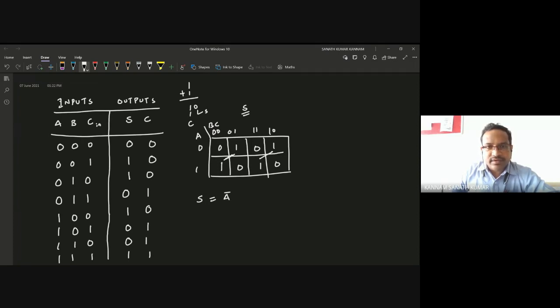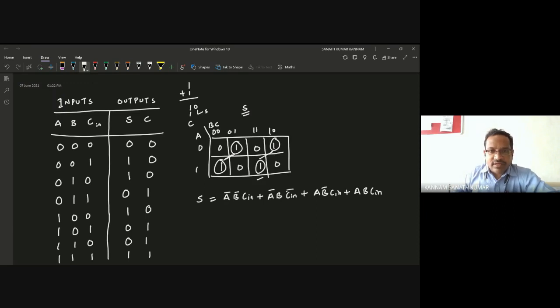So what you are getting: A bar, B bar, and C in. This is for this one. Separately you can make the separate terms. For this one I am writing A bar B, C in bar, plus A, B bar, C in bar, plus, and for this one we have A, B, C in.